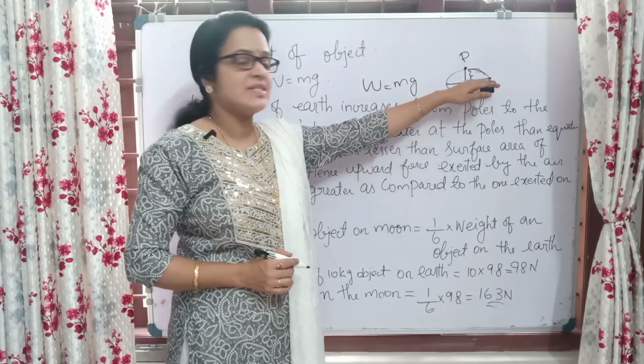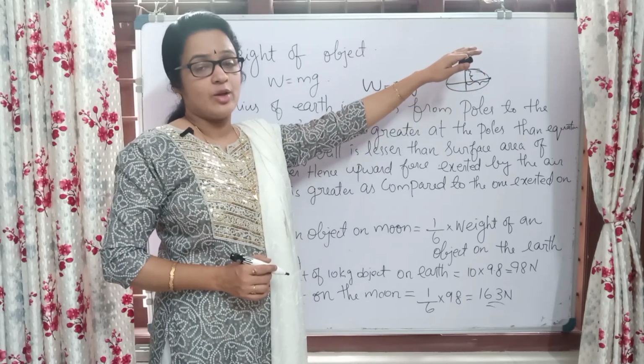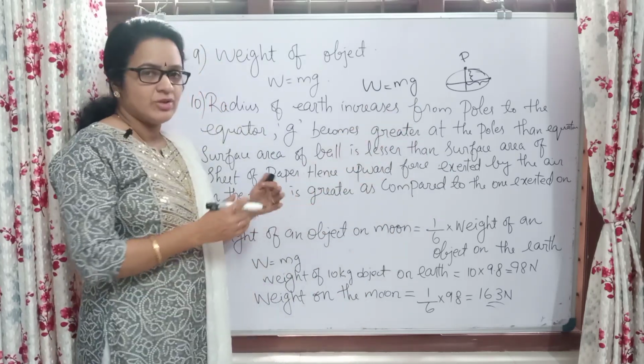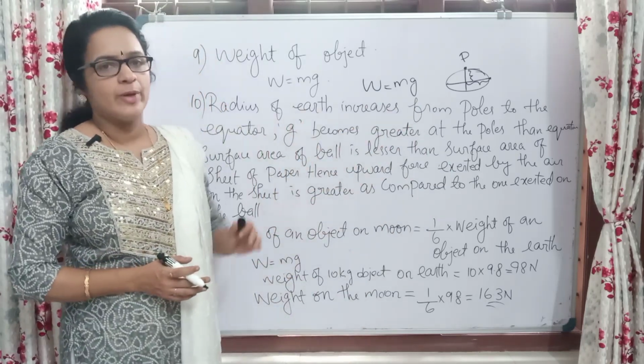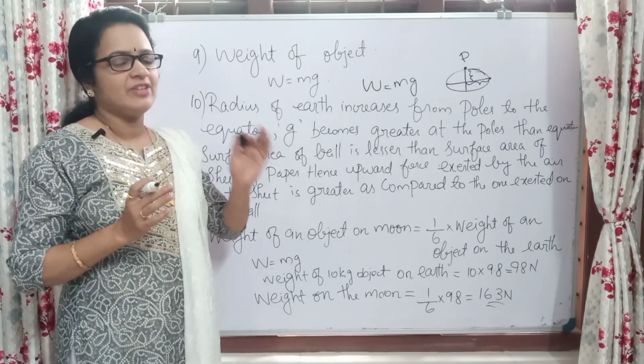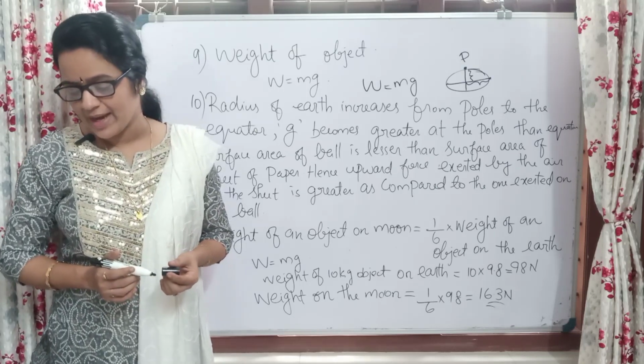Here at the equator what happens? The radius is high, that is why the value of acceleration due to gravity is less. So where will the weight be more? At the poles the weight will be more, but when we reach the equator, what will happen? The weight will be less. So will he agree with that? No, it is not possible to agree, right?